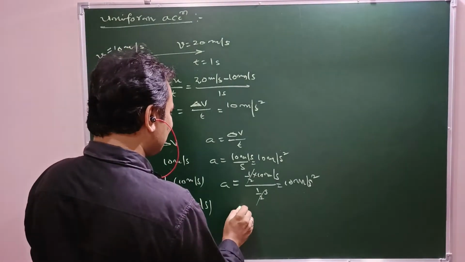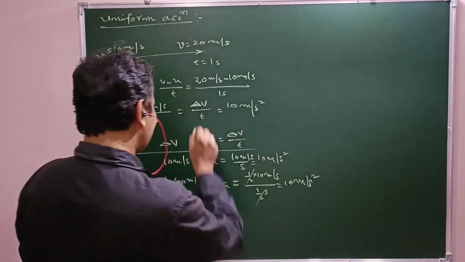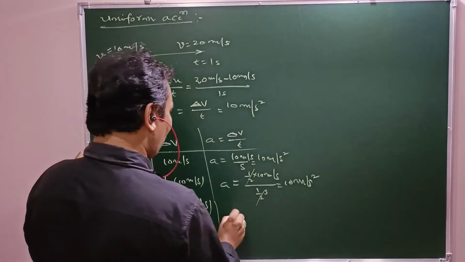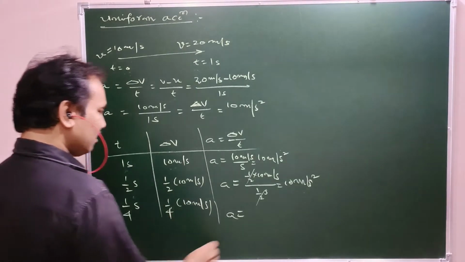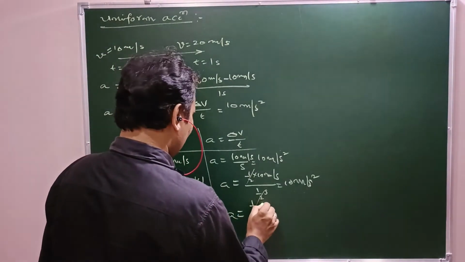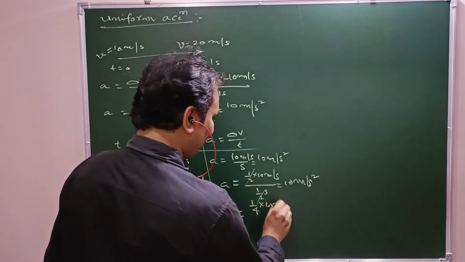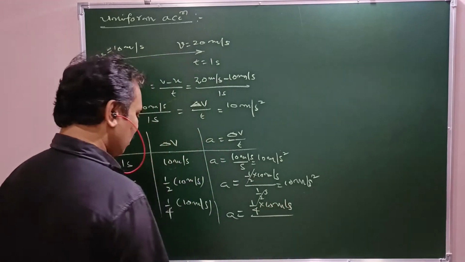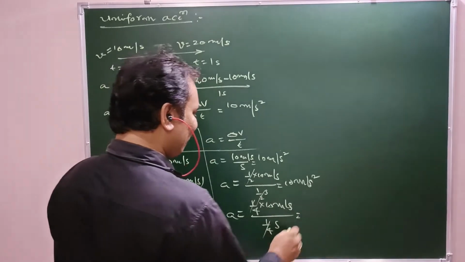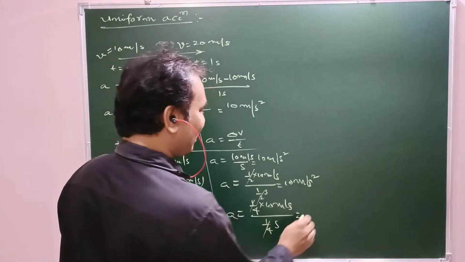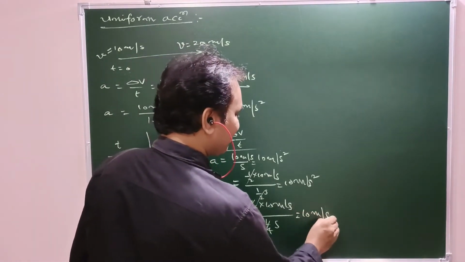Again, what is the acceleration here? Acceleration, in the sense A equal to delta V by T. That is 1/4 of 10 meter per second divided by 1/4 second. The 1/4 cancels, left with 10 meter per second by second. That is again 10 meter per second square.